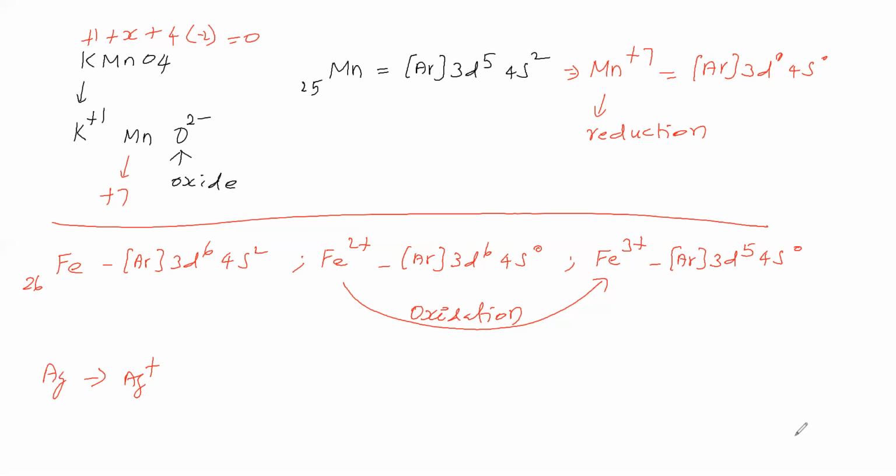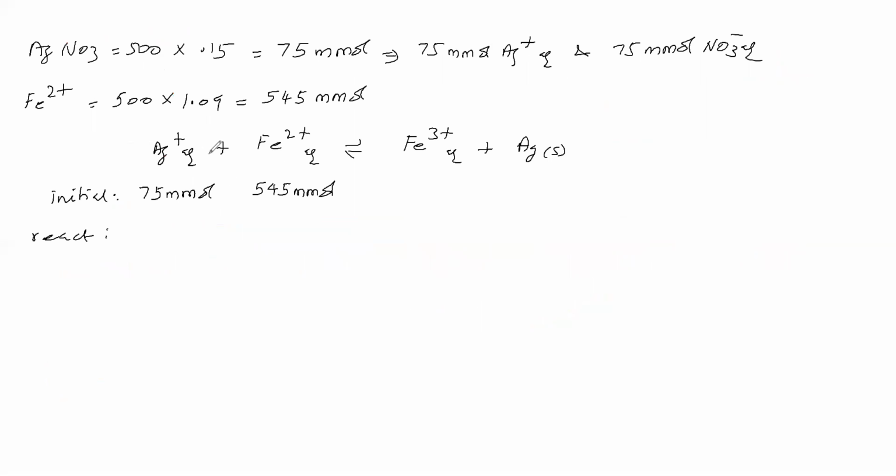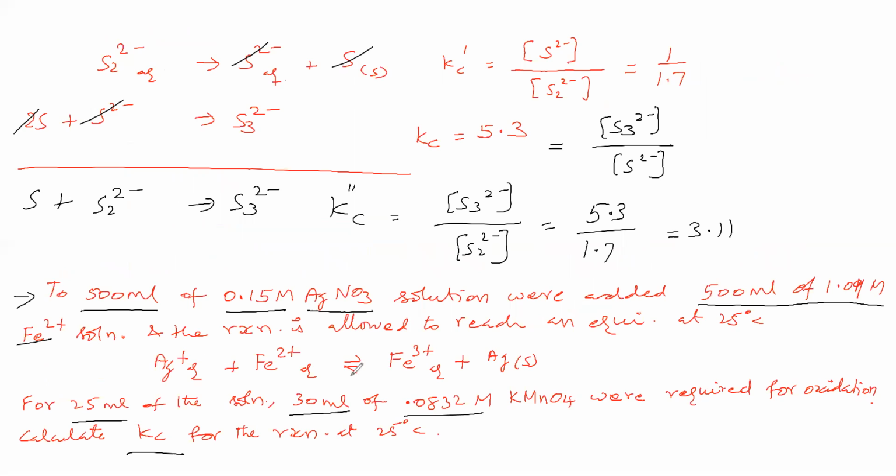Now we will take this equation. This is the equilibrium reaction given in this question. This equilibrium solution, 25 ml, is taken for titration with this potassium permanganate. It is taken for reaction with this potassium permanganate.